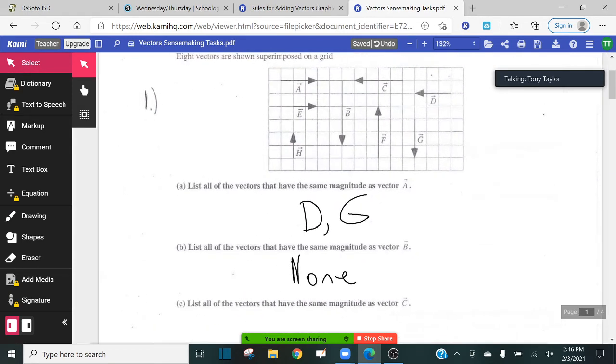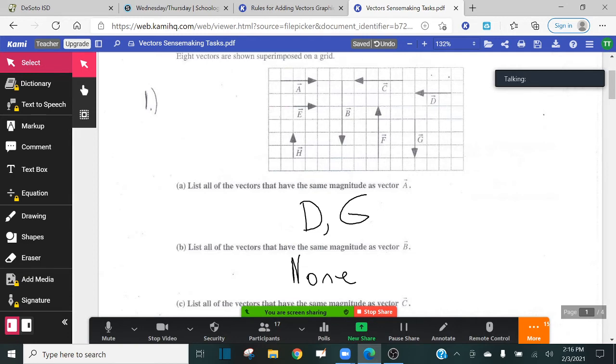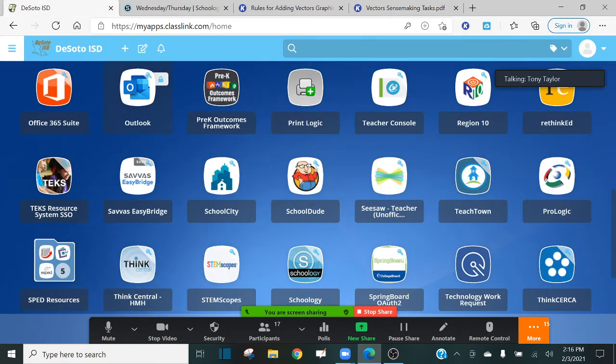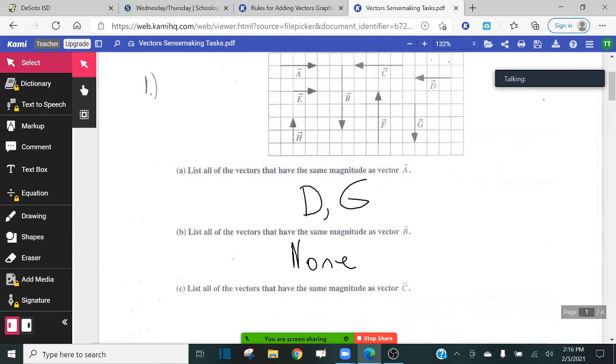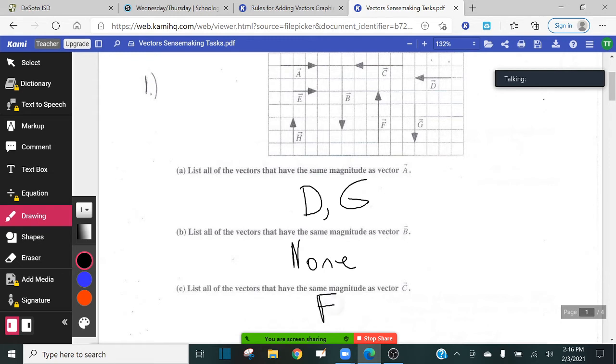Guys, look at 1C. List all the vectors that have the same magnitude as vector C. F. Yep. It looks like it. Remember, magnitude refers to how long the vector is.